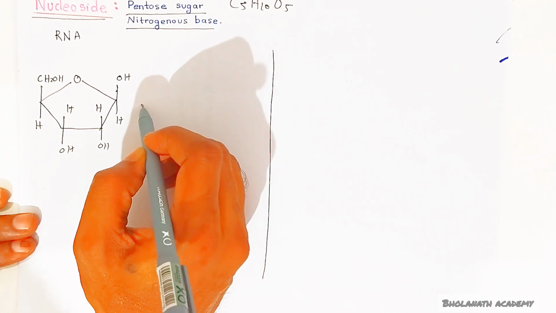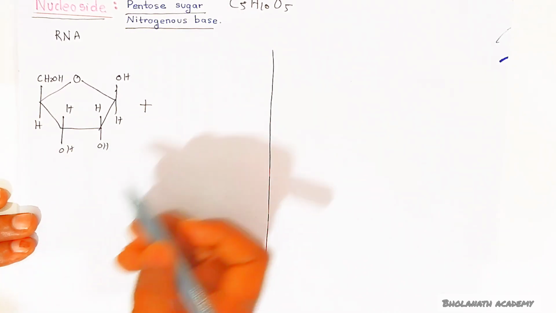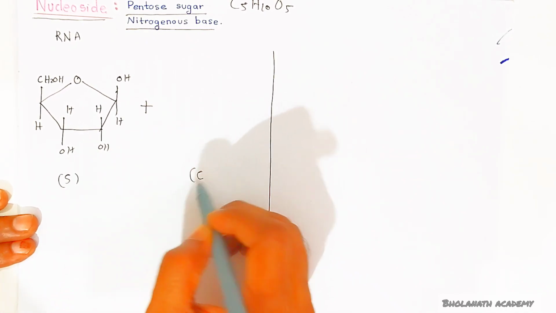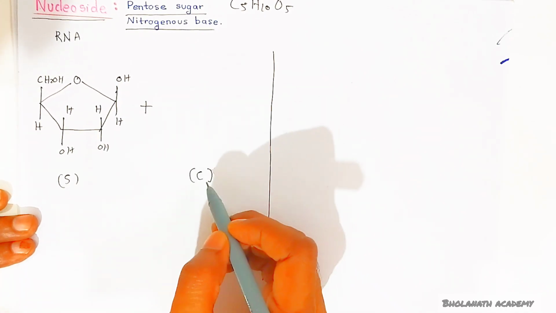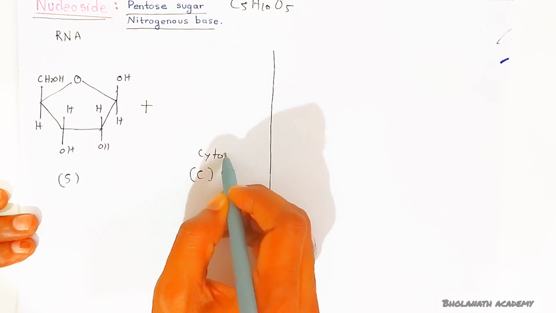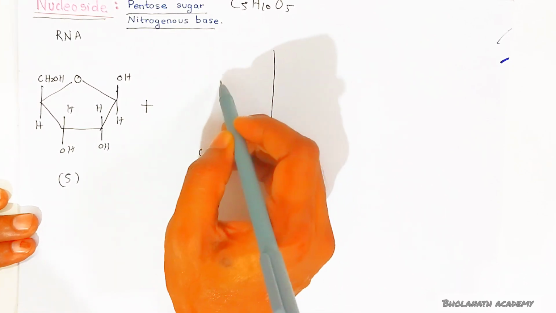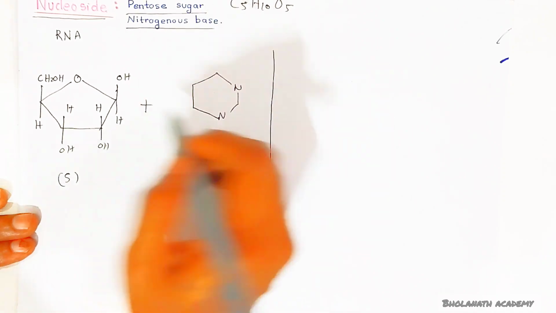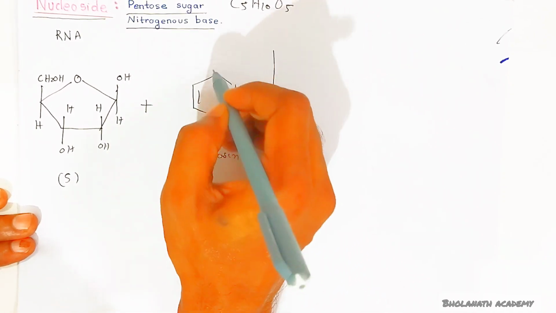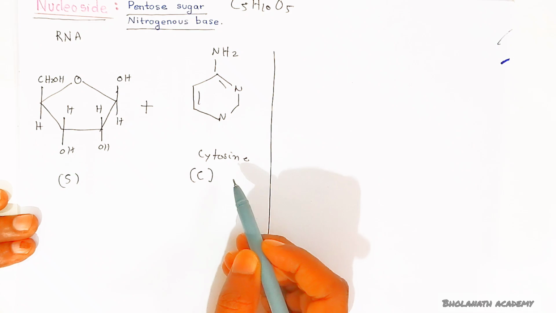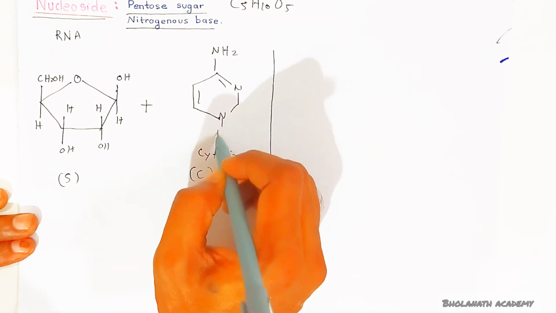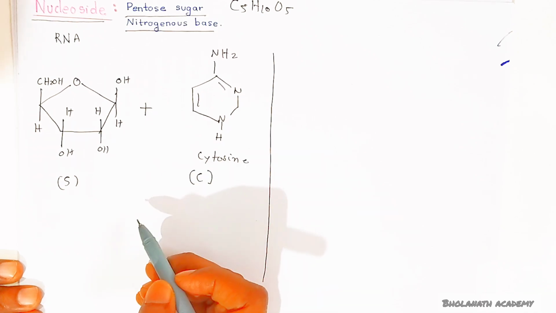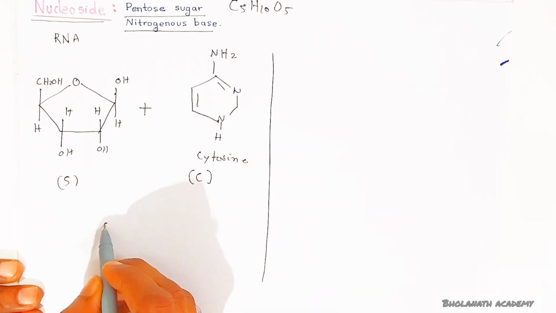Now when it combines with a nitrogenous base, this is the sugar, students. Now we are taking the nitrogenous base cytosine, represented with capital C. Cytosine is a 6-membered ring, students, containing 2 nitrogens like this. So this is the structure of cytosine. Here will be the hydrogen. Now what happens, students, when sugar and cytosine combine, they will form a structure like this.